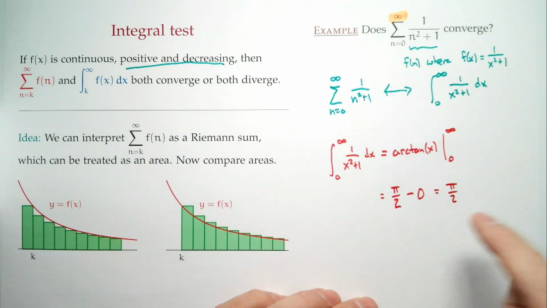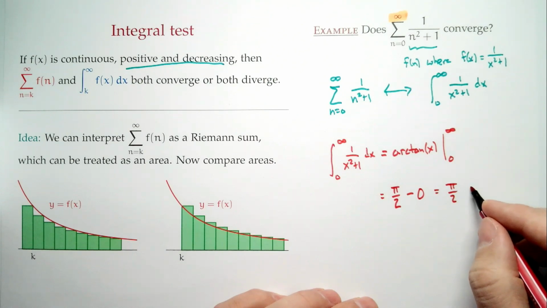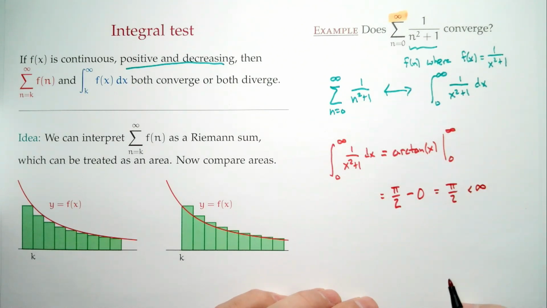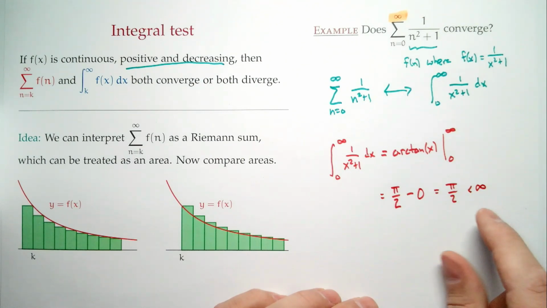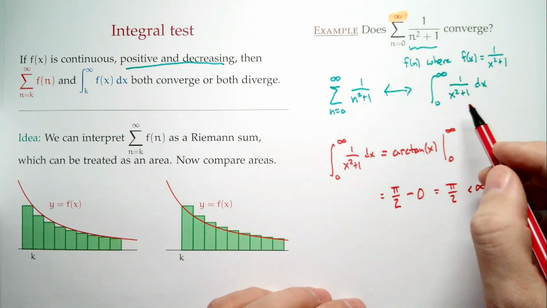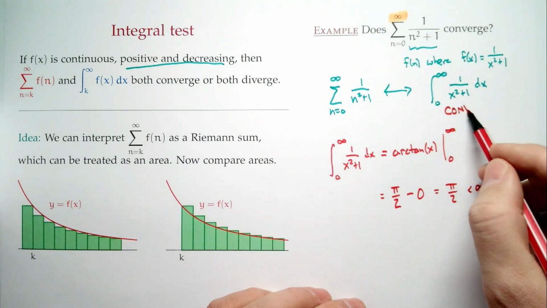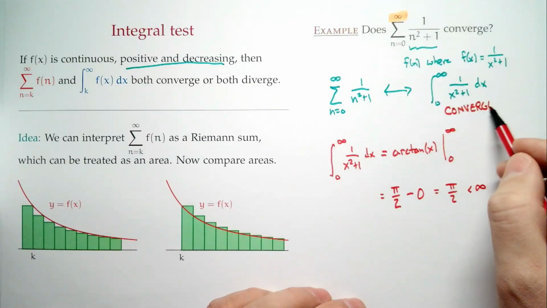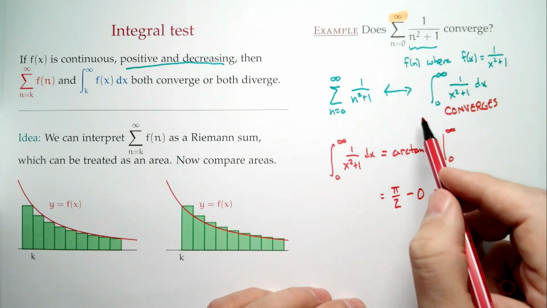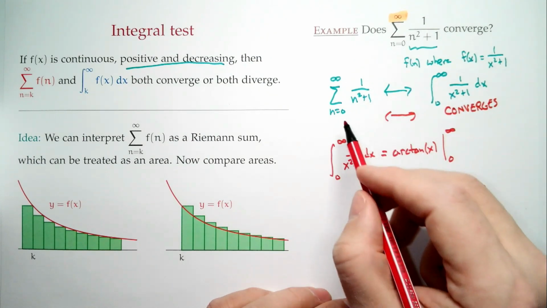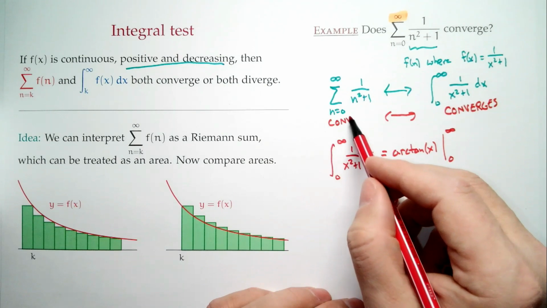In other words, is it finite? Well, it does turn out that pi over 2 is in fact finite. It's less than infinity. Hard to believe, but true. Well, maybe it's not so hard to believe. So, what does that say? That says that this integral, we know, converges. We just checked it. So, that says, because they're tied together, that the sum converges.